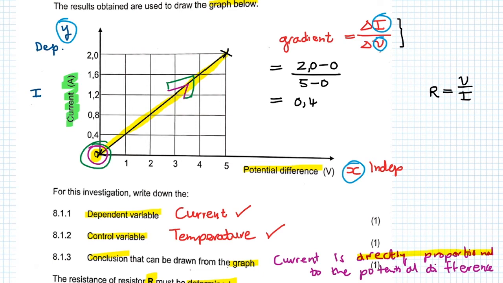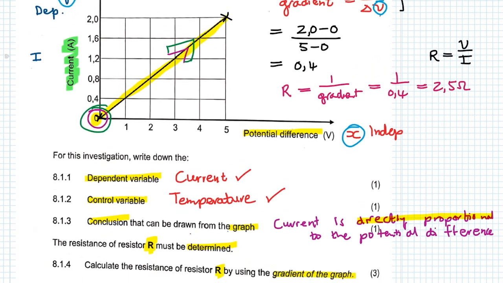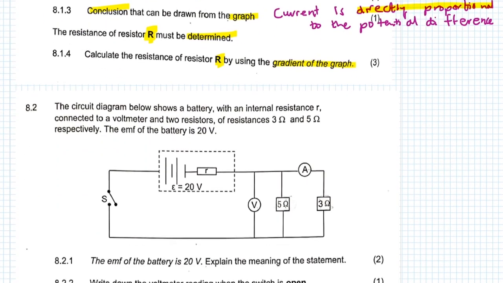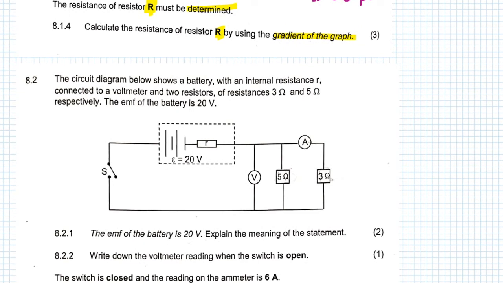Now from the gradient we can determine the resistance. The resistance is going to equal 1 over the gradient. So we plug into this the value of 0,4, and in the end we find out that the resistance is 2,5 ohms. Please do not forget your SI unit. This question is out of 3 marks, so you're going to get a mark for your calculation of the gradient, 1 mark for finding the reciprocal or plugging 1 over 0,4 into your calculation, and 1 mark for 2,5 ohms as your final answer.